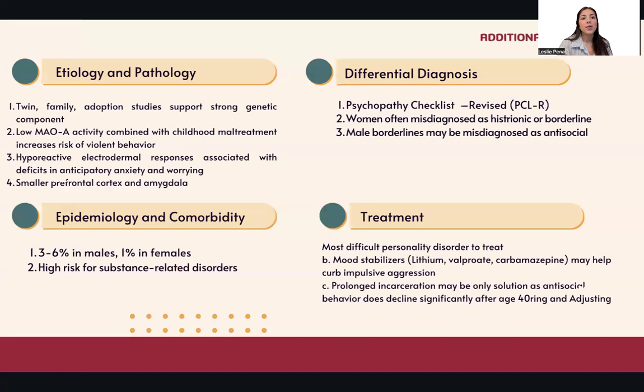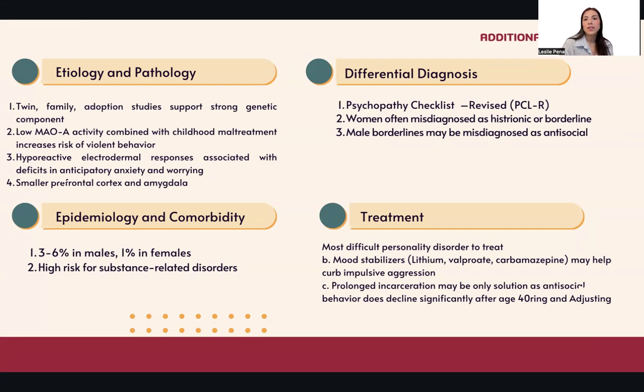Low MAOA activity combined with childhood maltreatment increases risk for violent behavior. Hyperactive electrodermal responses are associated with deficits in anticipatory anxiety and worrying. Smaller prefrontal cortex and amygdala. So the amygdala, I think, is responsible for decision-making, and your prefrontal cortex decision-making. It occurs in 3.3 to 6% of males and 1% of females. Higher risk for substance-related disorders.